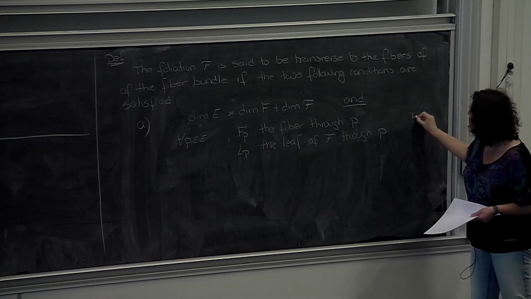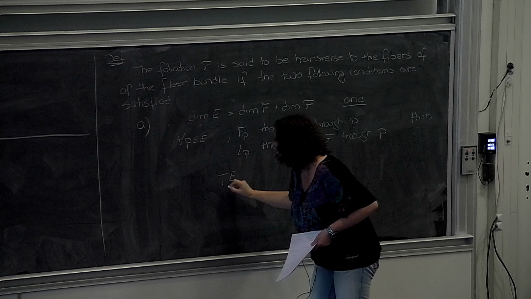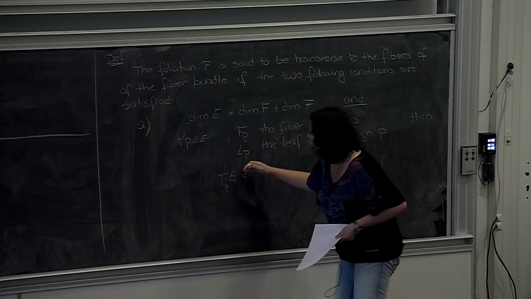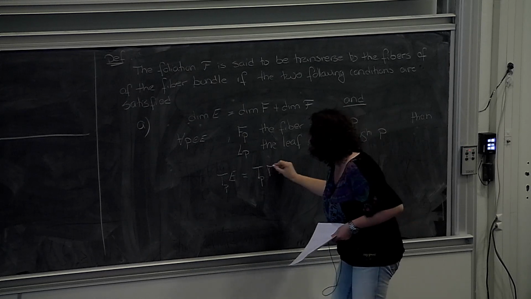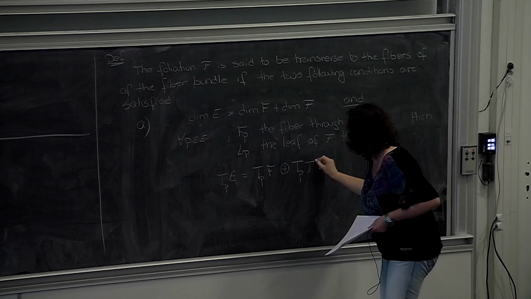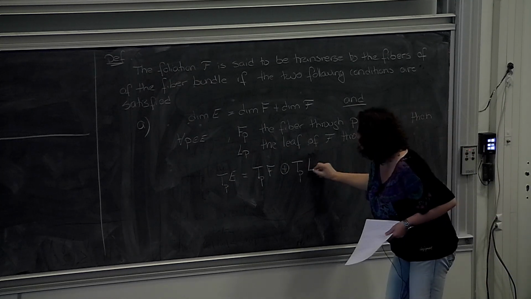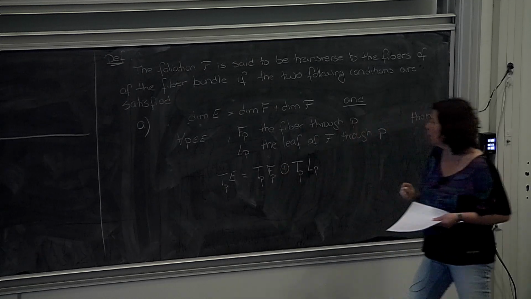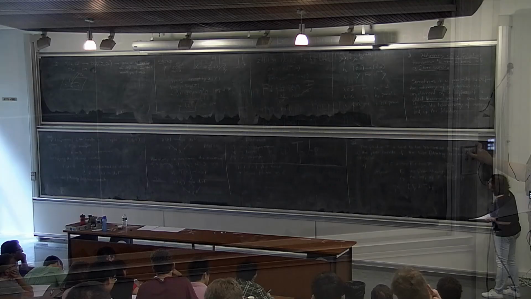Then the tangent space of E at P must be the direct sum of the tangent space at P of F with the tangent space at P of the leaf through P. Okay? So this is one of the conditions that needs to be satisfied.